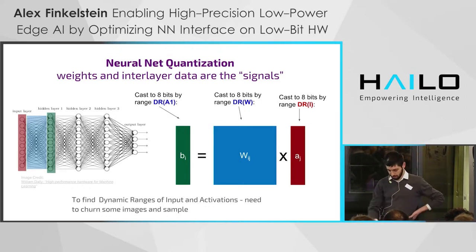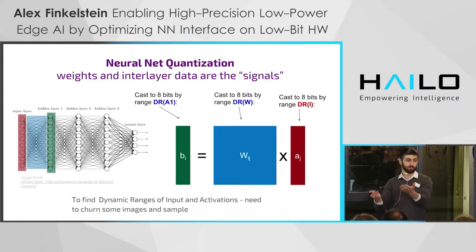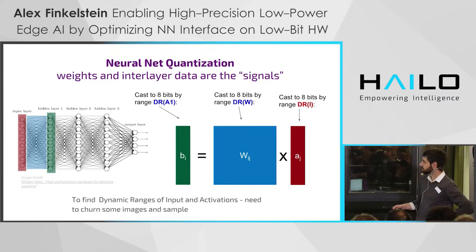All of these are signals, and to quantize them, we need to define the dynamic range for all of them. So we need to find the dynamic range for this data, the input to this layer, and for the weight, and for the output data, which is the output data of the first layer and the input data to the next one. We need to find the dynamic range for all of them.